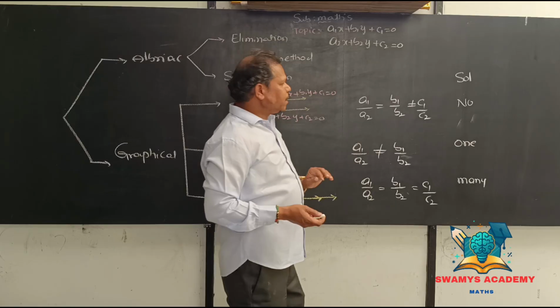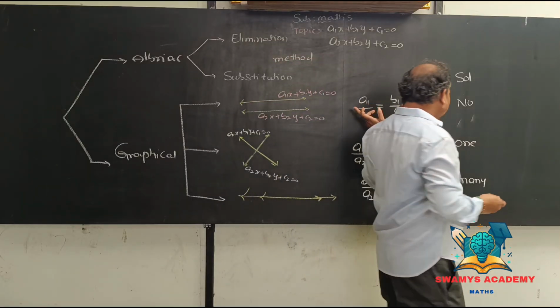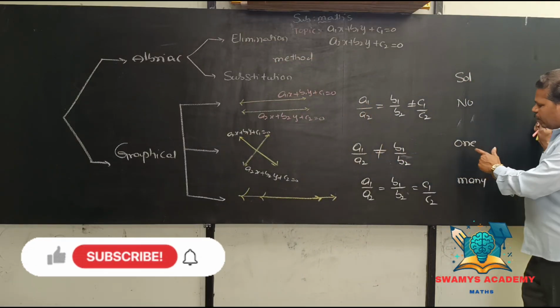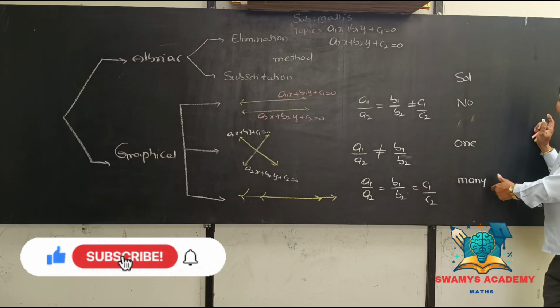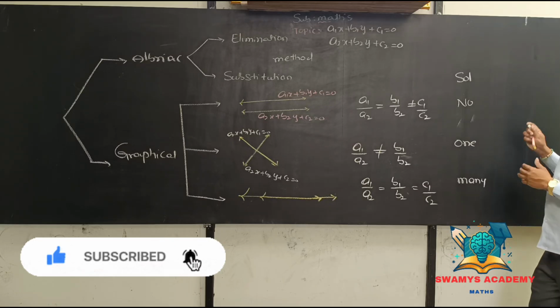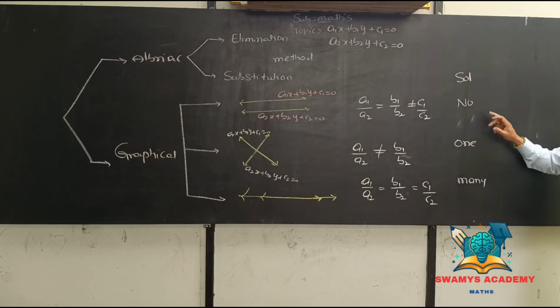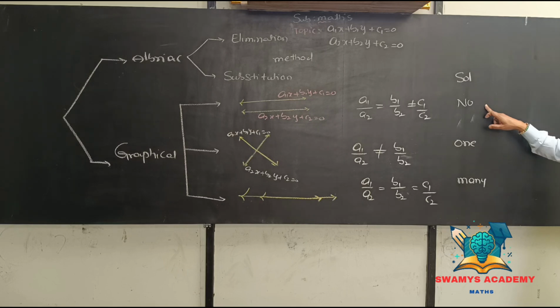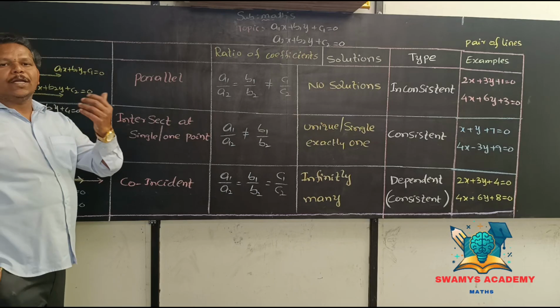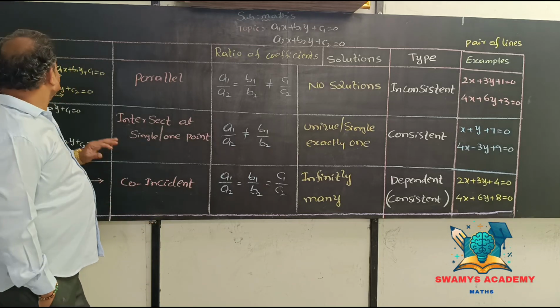Solution wise, here we won't get any solution, that is no solution. Here we get one solution. Here we get many solutions. So what type of concept is here? Inconsistent, consistent, dependent. Overall solutions graphically.